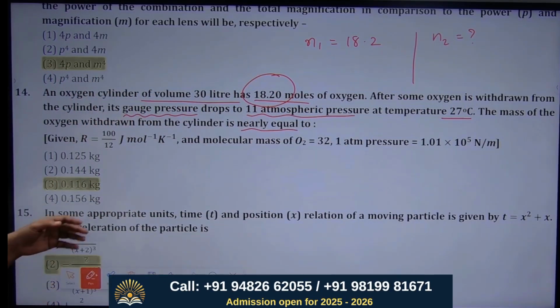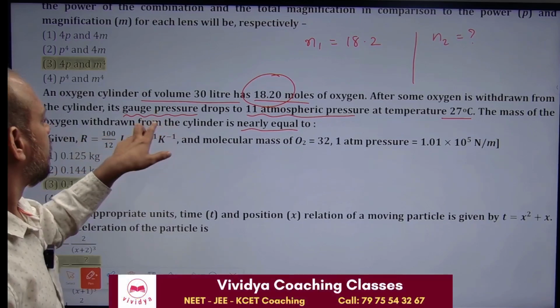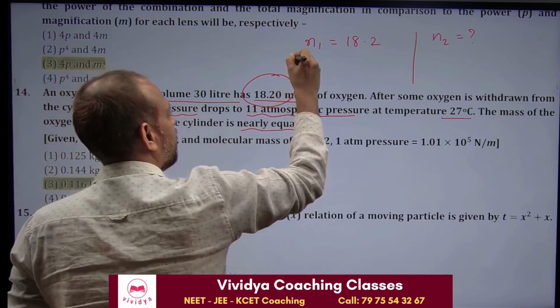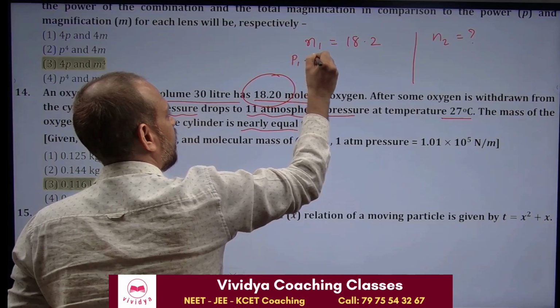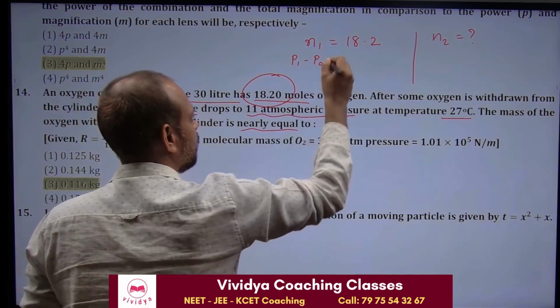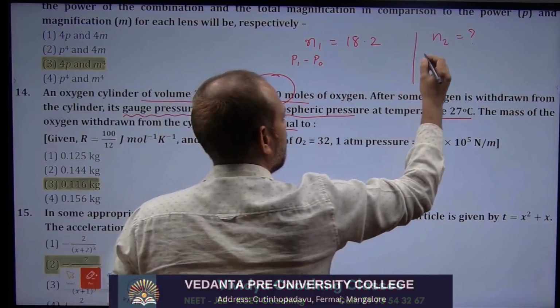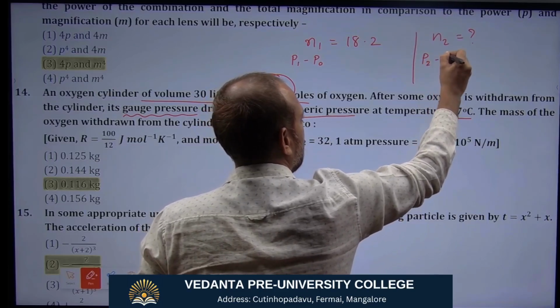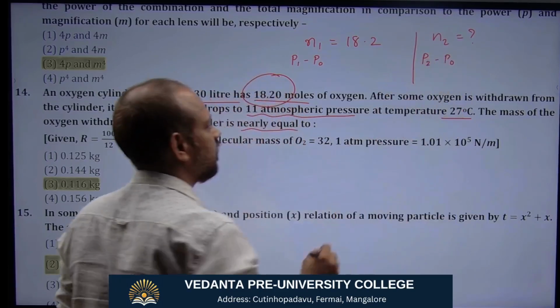What else do we know? We know that the gauge pressure drops to 11 atmospheric pressure, right? So what is the gauge pressure? Let's say earlier the pressure was P1. So P1 minus P naught is called gauge pressure. This was the earlier pressure. Now let's say the final pressure is P2. So P2 minus P naught will be the gauge pressure after.